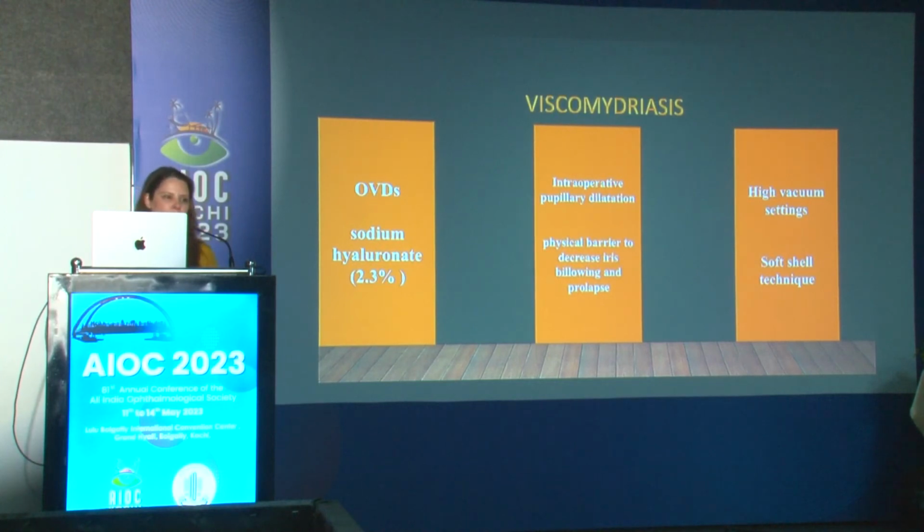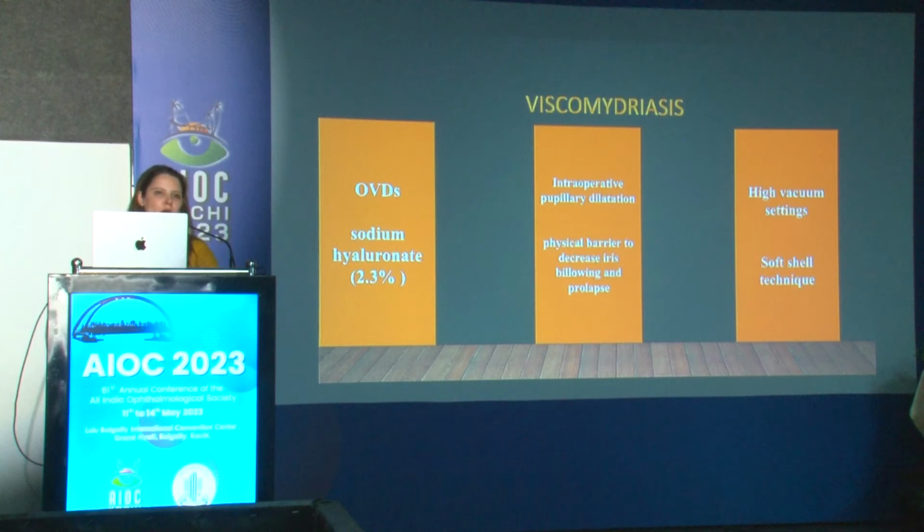After we use the maximum topical medication and then the intracameral mydriatic, if the pupil is still not dilating, the next step is to go for viscomydriasis. We use OVDs, sodium hyaluronate 2.3%. The advantage is it causes intraoperative pupillary dilatation and acts as a physical barrier to decrease the iris billowing and prolapse, especially in IFIS. But viscomydriasis is more successful in low phaco settings.